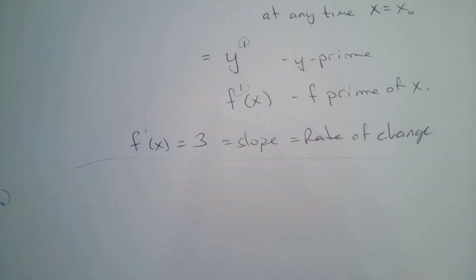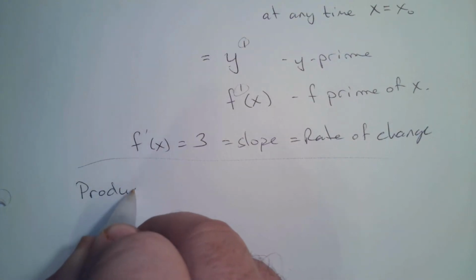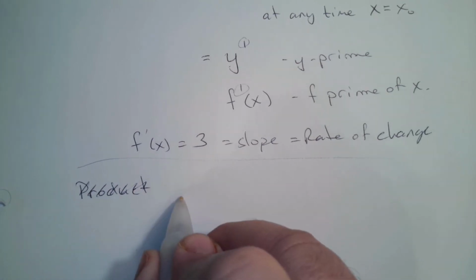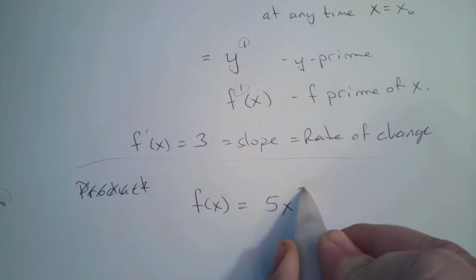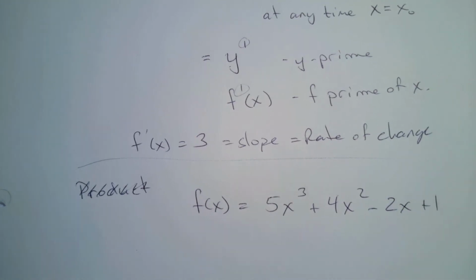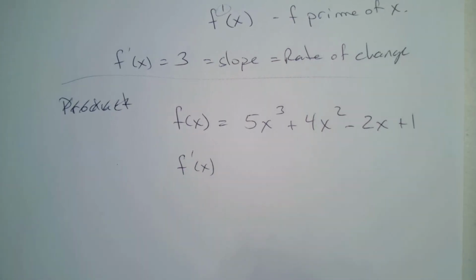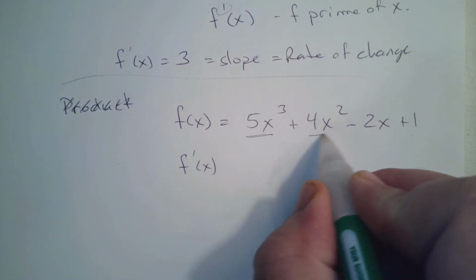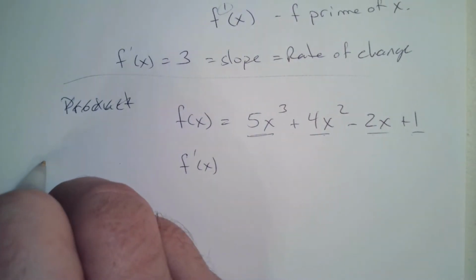We have two sets of rules here. Well, let me show you a shortcut first. So if we had a function equals 5x to the third plus 4x squared minus 2x plus 1, to find the derivative of this, since there are 4 different terms here, we can take a derivative of each one separately. The way you do this is this is the rule.